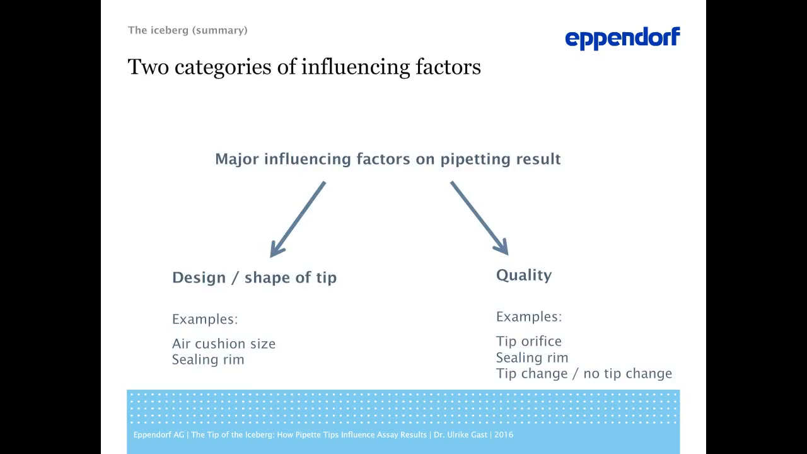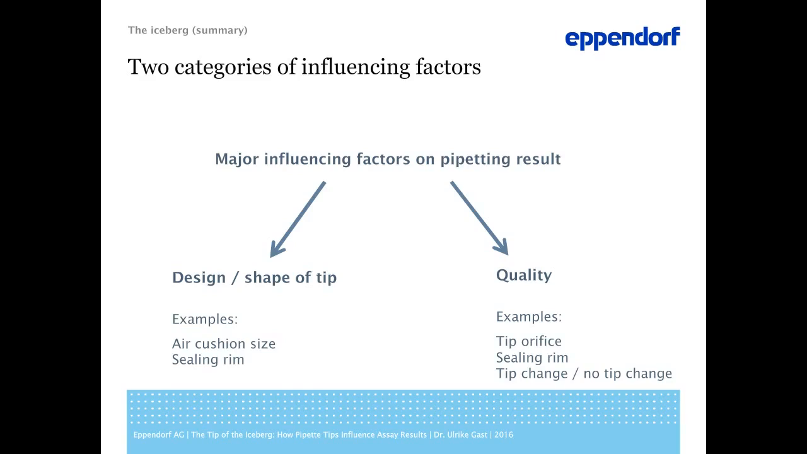So, up to now within this webinar, we have gone through 4 important influencing factors on pipetting results. First of all, the tip design. Secondly, quality of the tip orifice. Then we have discussed the tip fit, which is influenced by the sealing rim. And finally, the tip change or no tip change, so it's a methodical influence.